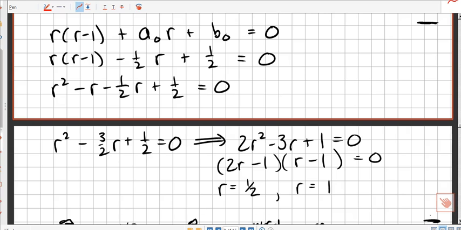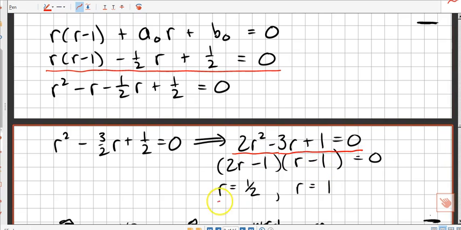Using those two values in the indicial equation, we get r times the quantity r minus 1 minus 1/2 r plus 1/2 equals 0. We clean that up a little bit, and we end up with 2r squared minus 3r plus 1 equals 0, which I can factor. Then I get my roots for r: 1/2 and 1.